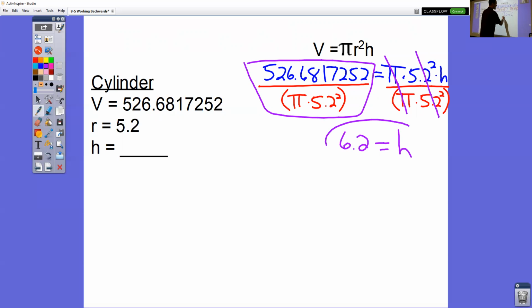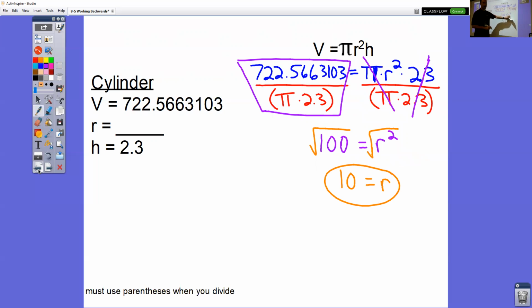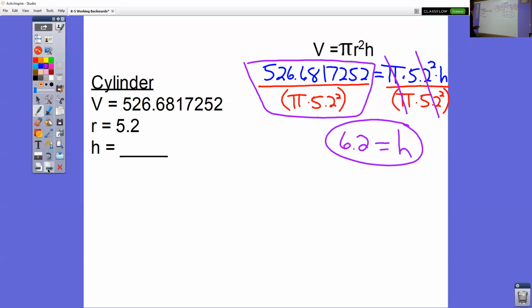Now, that is our answer. You don't have to take the square root on this one. Why not? Well, we just have h all by itself. We did it last time because we had an r squared. You only take the square root when you have an r squared. We don't have an r squared here. We have an h that's all by itself.